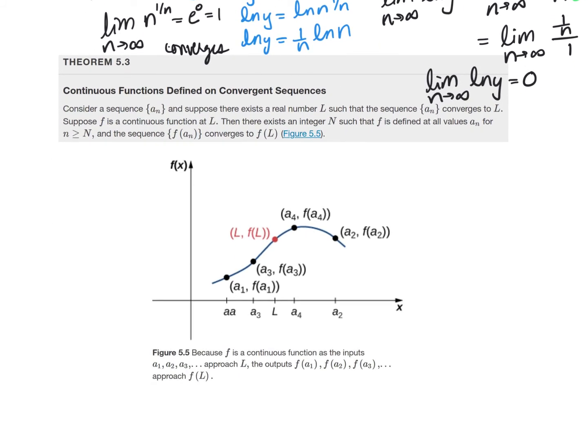Okay. Continuous functions defined on a convergent sequence. Here's another theorem. Consider the sequence a sub n, and suppose there exists a real number L so that the sequence a sub n converges to L. Suppose that f is a continuous function at L, then there exists some integer that is defined for this.